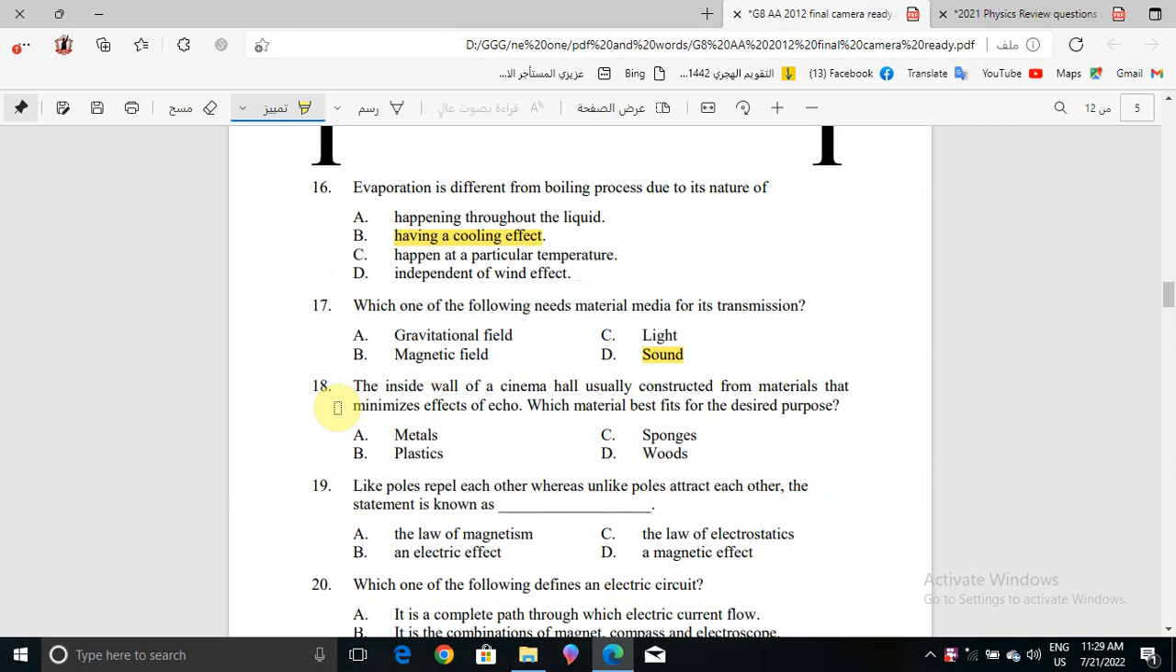Which material best fits the desired purpose? It will be metals, plastics, sponges, or woods. The correct answer will be sponges.